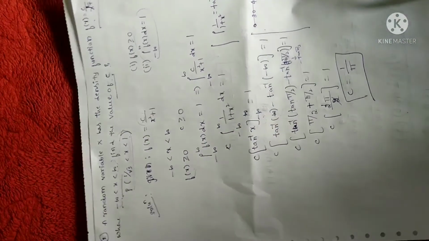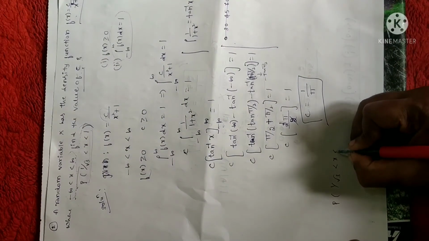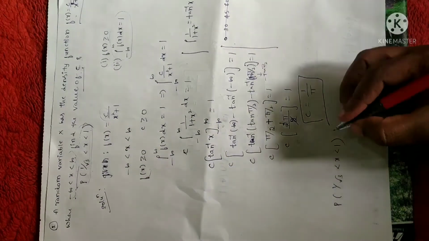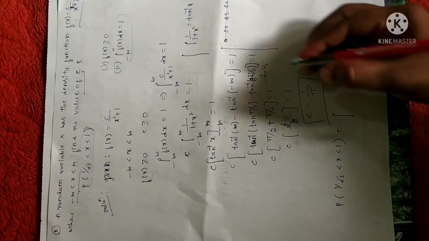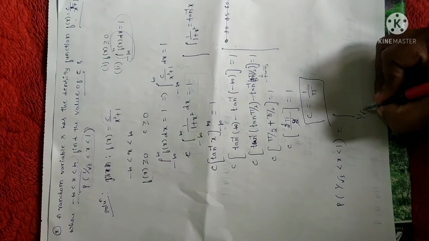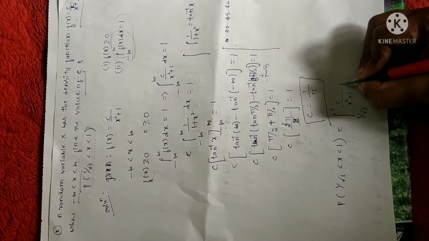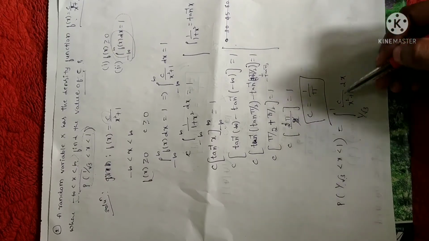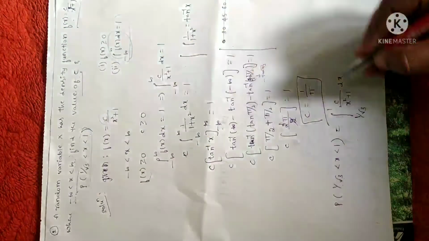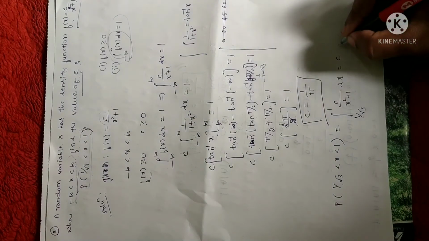So let me solve here. The probability of 1 by root 3 less than x less than 1 will be equal to, as I already told you, this limit we have to consider for the LHS part. So the lower limit is 1 by root 3, upper limit is 1. The integral of f of x is c divided by x square plus 1 dx. Fine, you just take this limit and integrate over the given function c divided by x square plus 1 dx. Clear? Again, c is constant, take it outside.